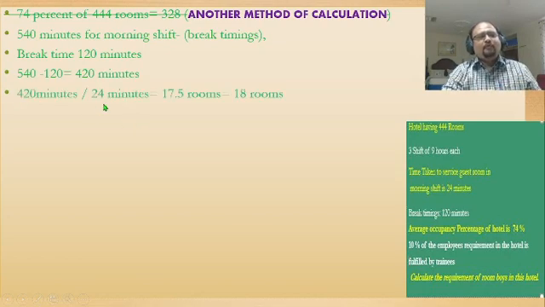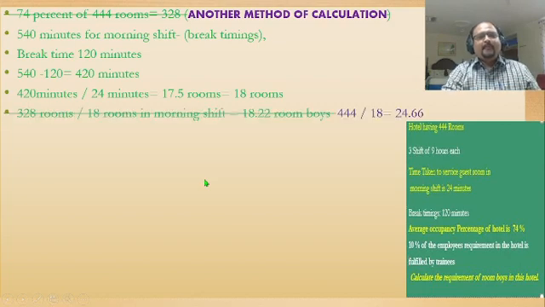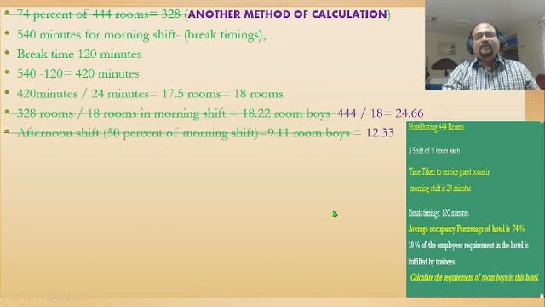And if the person has 420 minutes, same process, one room boy can clean 18 rooms in morning shift. Now we will calculate it on the basis of total rooms. So you have total rooms 444 and one room boy can clean 18 rooms in morning shift. In this given situation you need 24.66 room boys. But as of now we are calculating on 100% occupancy. We'll take the 74% after calculating the total requirement.